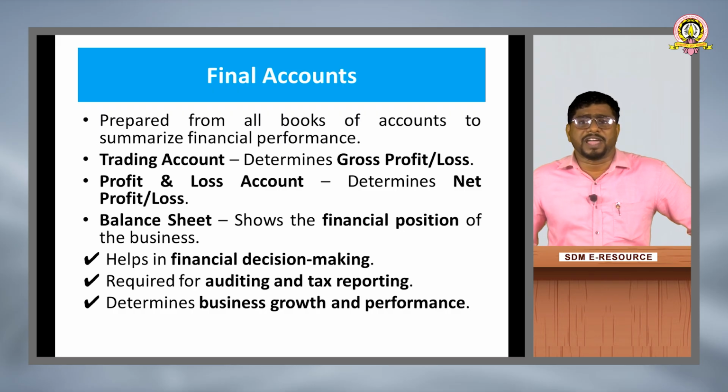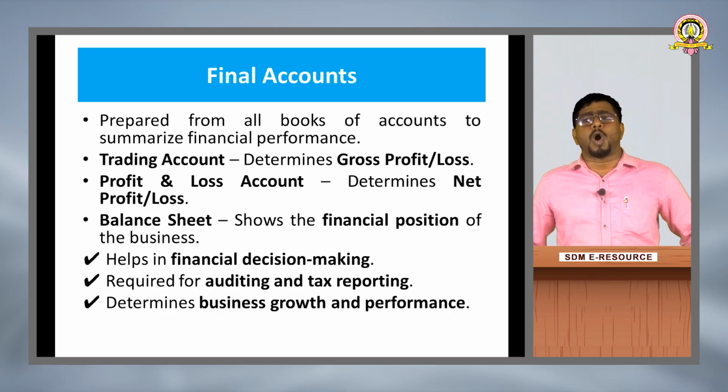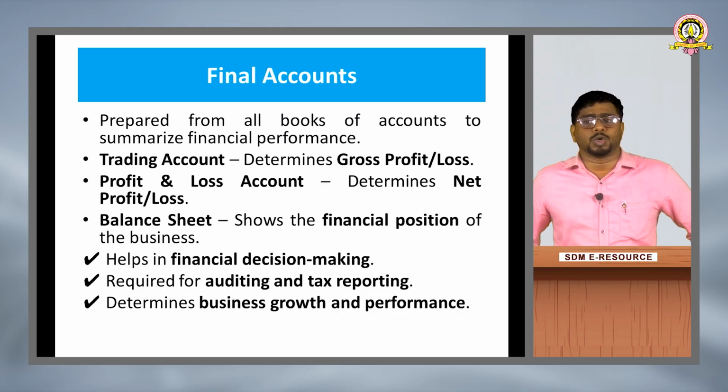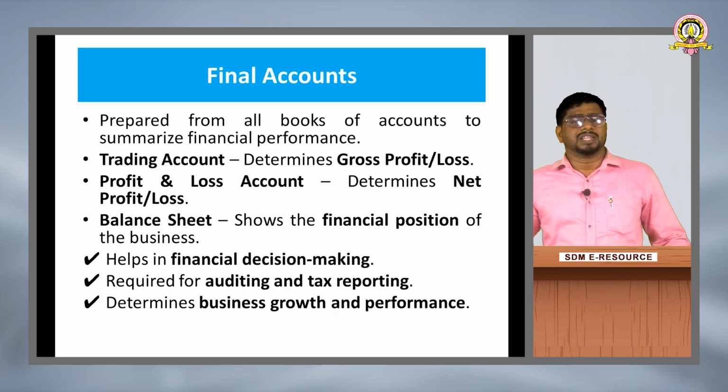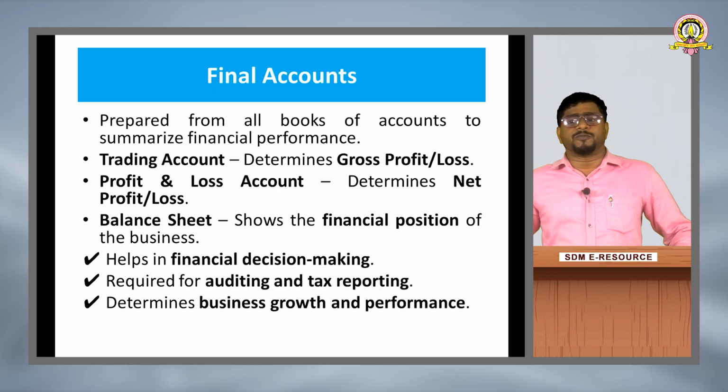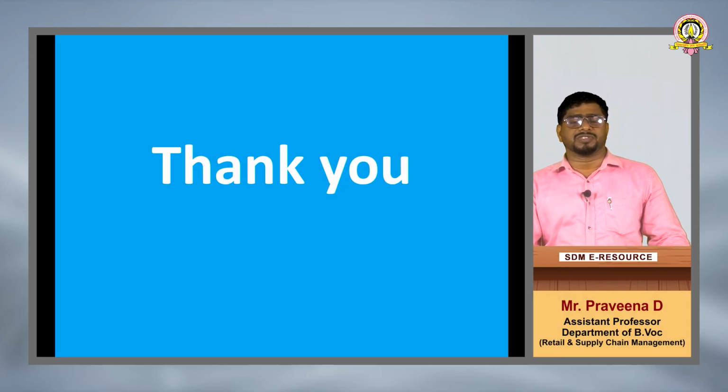And finally, we have final accounts. They are prepared from all the books of account and summarize the financial performance. Under final accounts, we prepare the trading account in order to determine the gross profit or gross loss, the profit and loss account in order to determine the net profit or net loss, and finally the balance sheet to show the financial position of the business. These final accounts help in financial decision making. They are required for auditing and tax reporting, and they determine the business growth and performance.